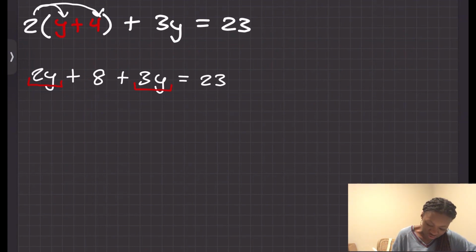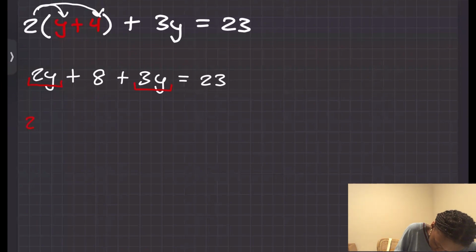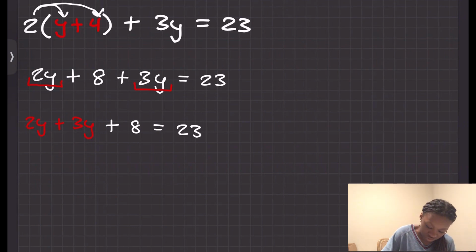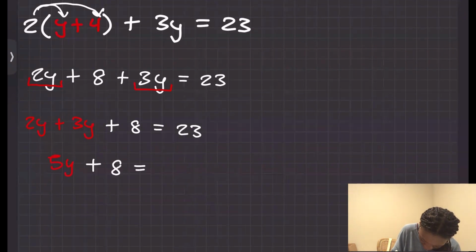So 2y plus 3y, we're going to put those together since they are like terms, plus 8 equals 23, right? So you want to put the like terms together. Don't try to solve with them on separate sides of the problem. Always get the like terms together on one side. So 2y plus 3y is equal to 5y, since if I have 2 y's and 3 y's together, it makes 1, 2, 3, 4, 5 y's. So you have 5y plus 8 equals 23.